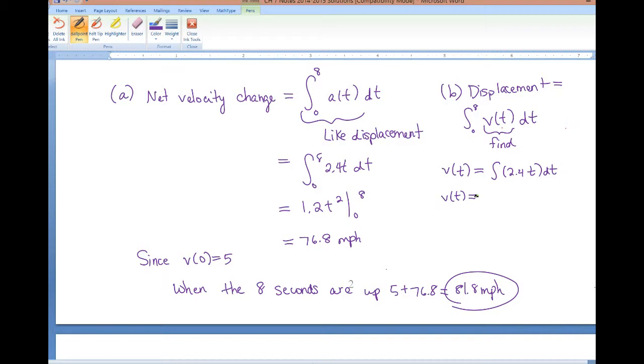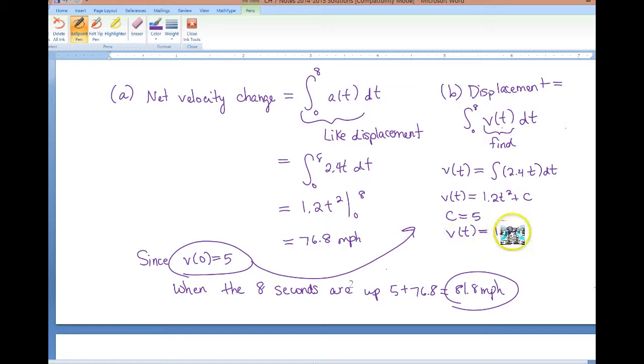So let's find the velocity. Well, we already integrated it here. We said it was 1.2t squared, but we're going to put plus C. So why is C 5? Since v of 0 is equal to 5, when I plug in 0 for t, I get 5. So we apply this initial condition here, and we get C is 5. So we're finding v of t.